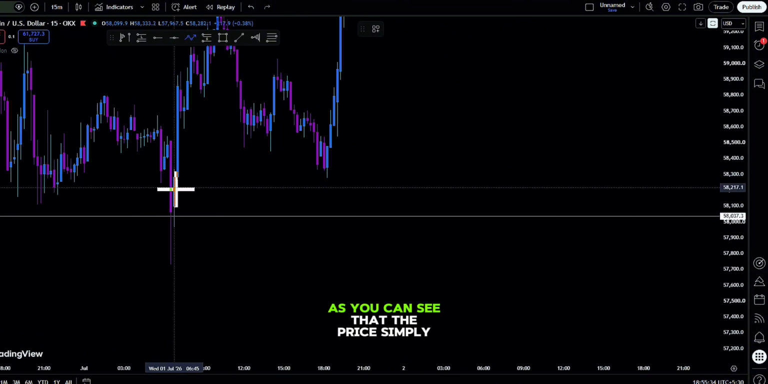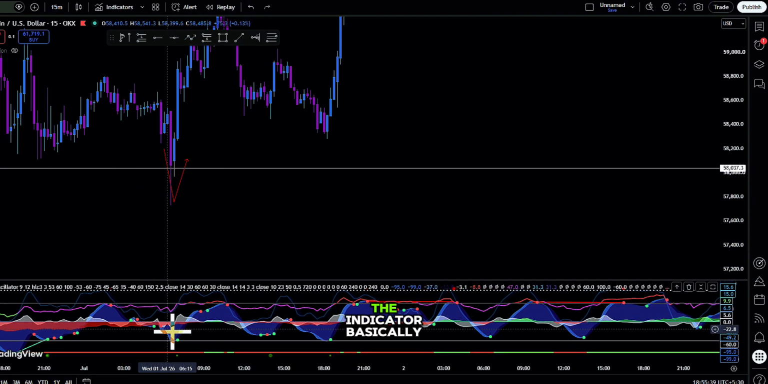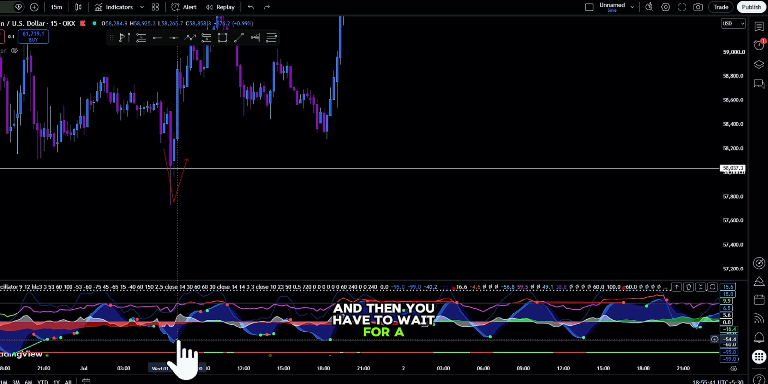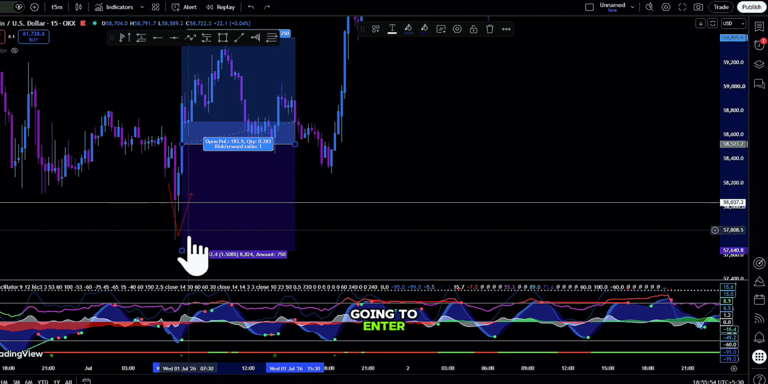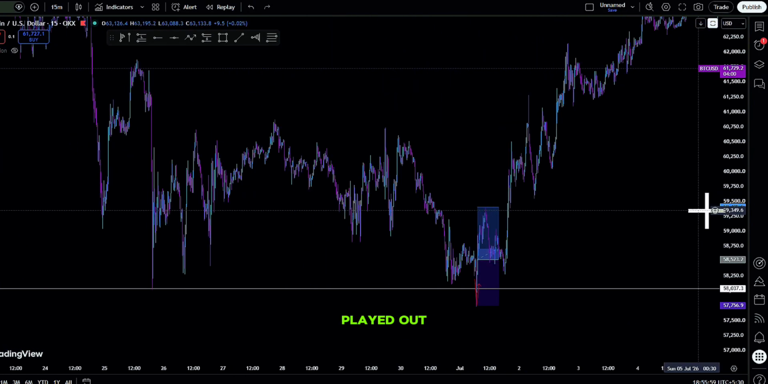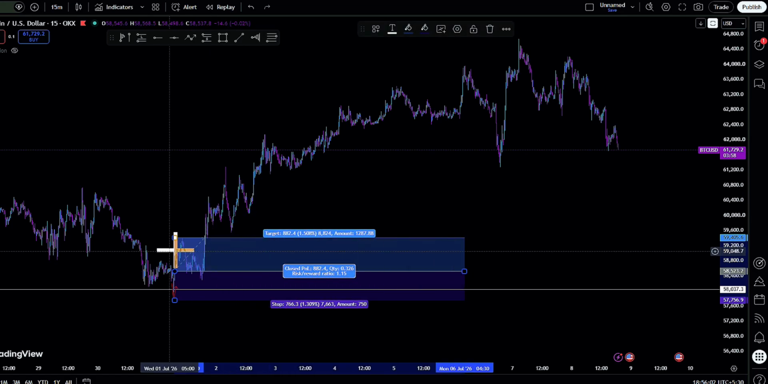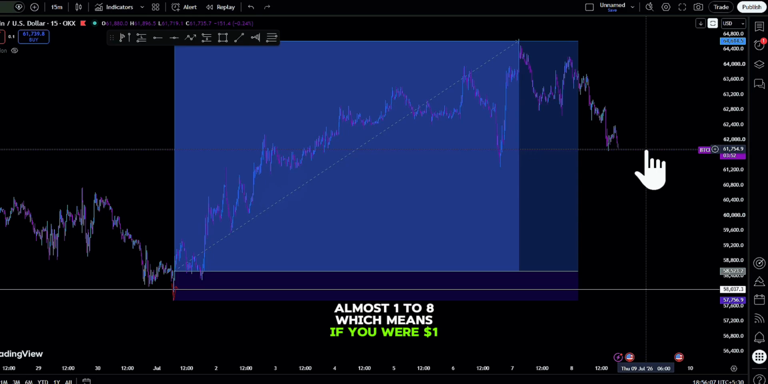Now as you can see, the price simply swept that level. Now you have to open the oscillator, the indicator basically, and then you have to wait for a divergence, a bullish or bearish divergence. In this case, we're looking for longs, so we will be looking for bullish divergences. As you can see, the divergence formed here, so that's exactly where we are going to enter, keeping the stop loss below the low, and then let's see how this one played out. So this trade worked out pretty well, gave you a 1 to 8, almost went to 8, which means if you risked $1 on this trade, you would have made $8.